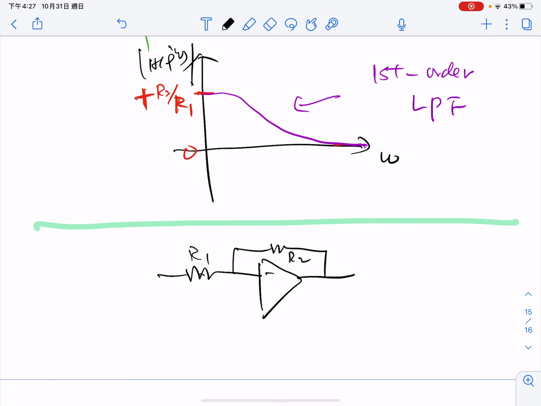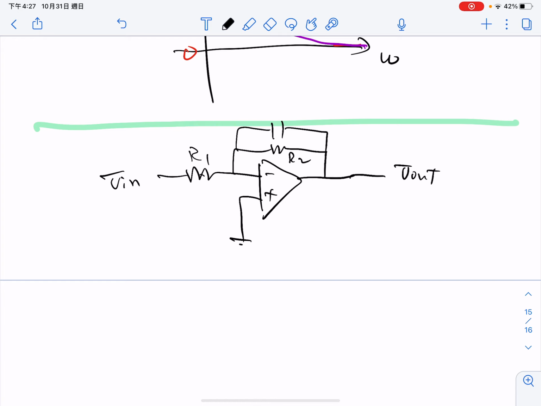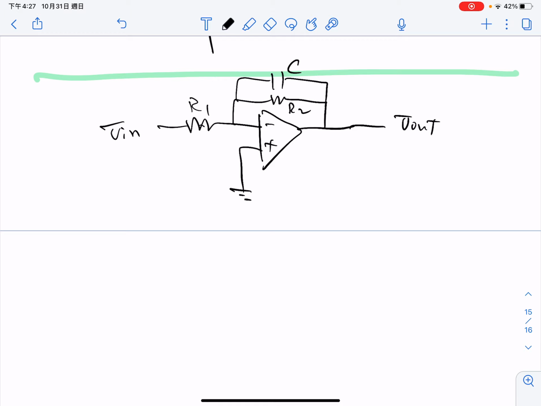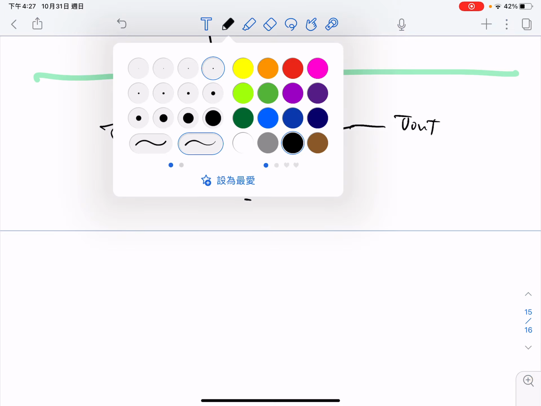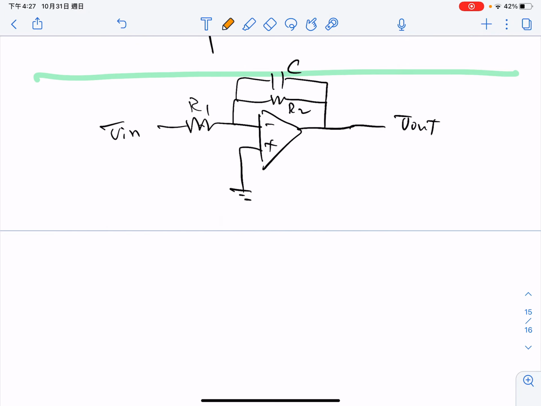This is R2. We have a capacitor here. This is V out. This is V in. I have this one connected to ground. Then the impedance of the capacitor is now replaced by SC, 1 over SC.